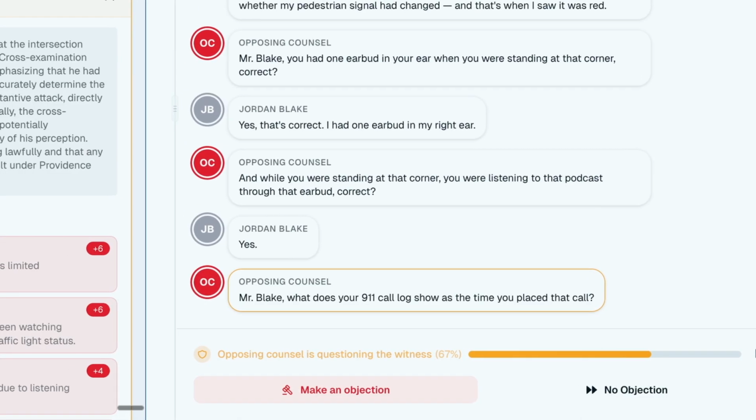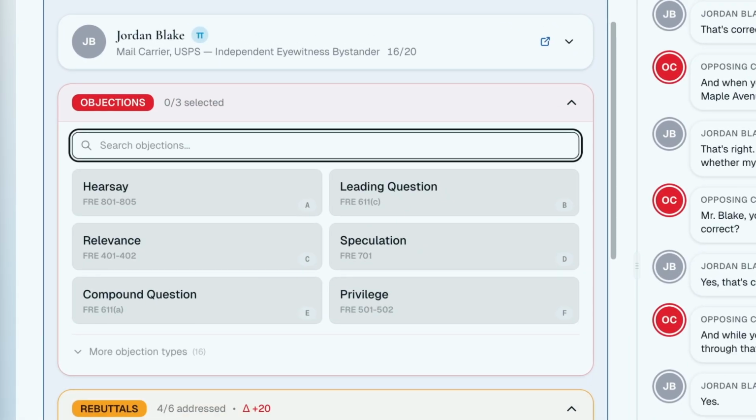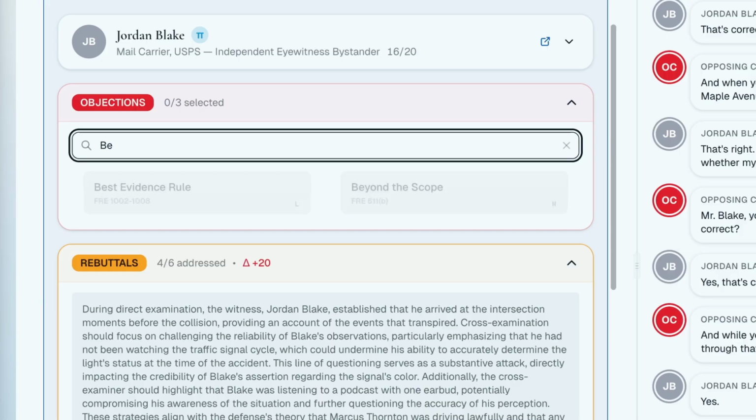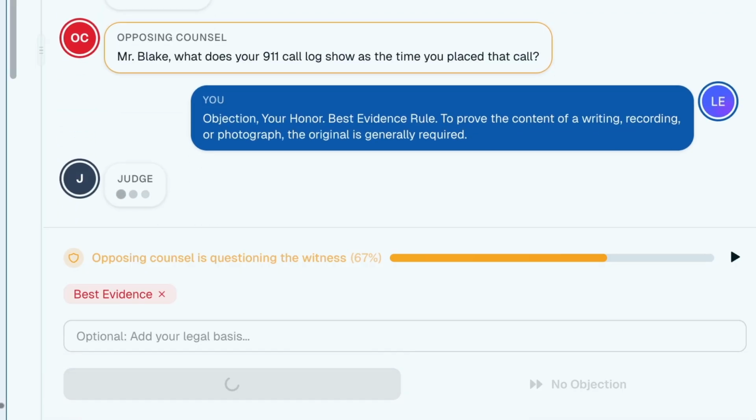In a real courtroom, opposing counsel doesn't always ask clean questions. Litigation Labs models that behavior. A preset percentage of opposing counsel's questions are intentionally designed to elicit an objection by the user. In a trial advocacy course, a student might raise a few objections all semester. Here, they raise dozens in a single session.